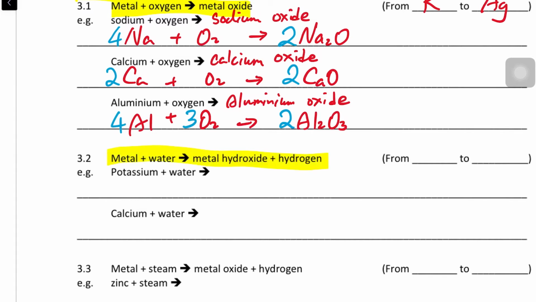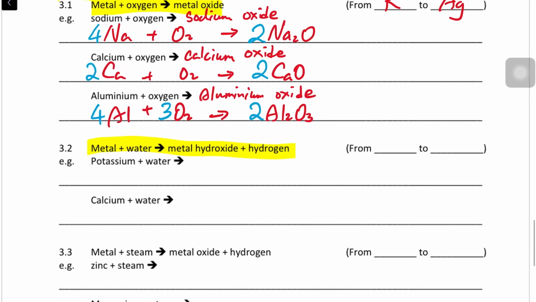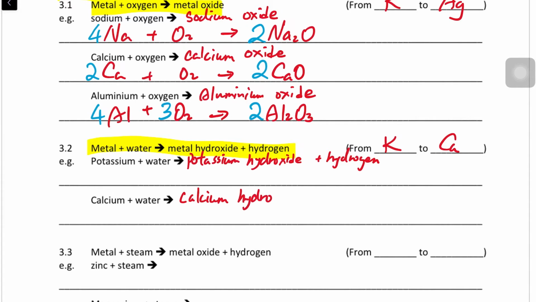Next one is how about they react with liquid water? Only those extremely reactive metals can react with liquid water. So it starts from potassium to calcium, where we have only 3 choices. So the potassium reacts with water to form potassium hydroxide and hydrogen. Or similarly, this is calcium hydroxide and hydrogen.